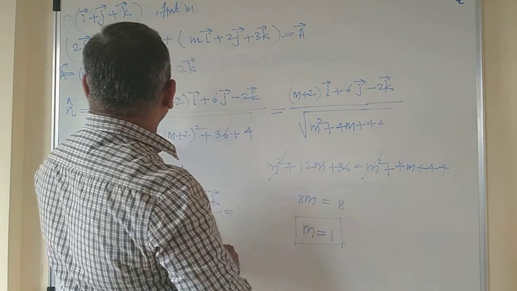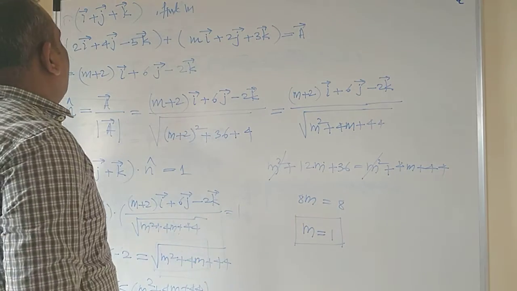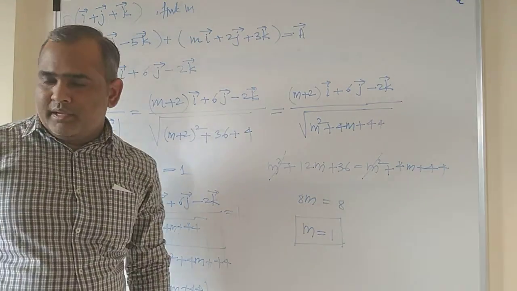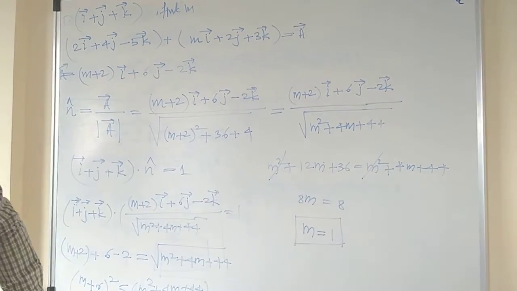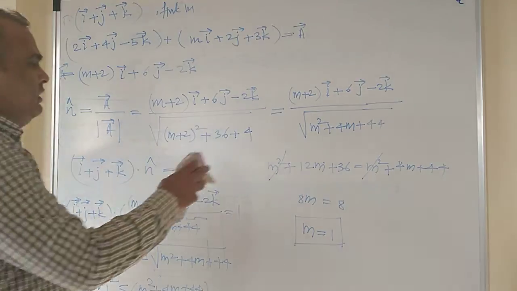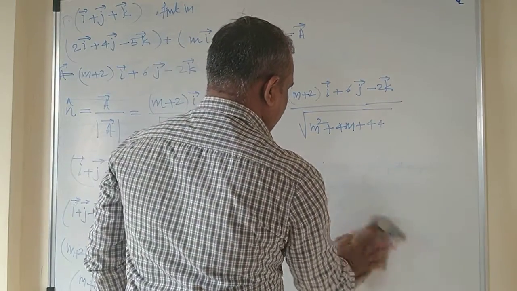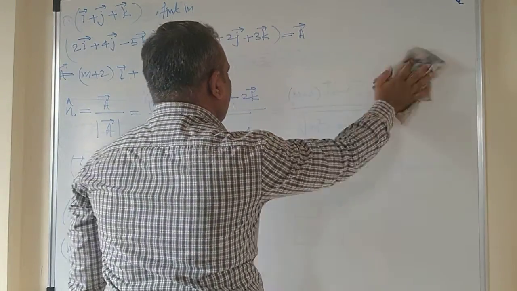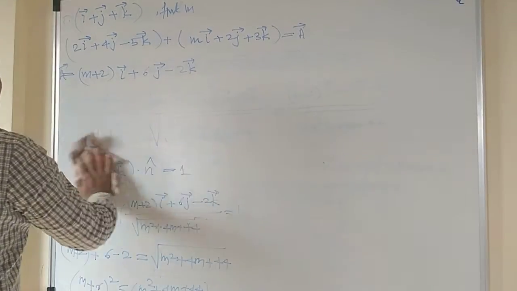So when m is equal to 1, you are asked to calculate the value of scalar m, no? So m is equal to 1. This we have got here. So let's go for the next problem based on these topics only.